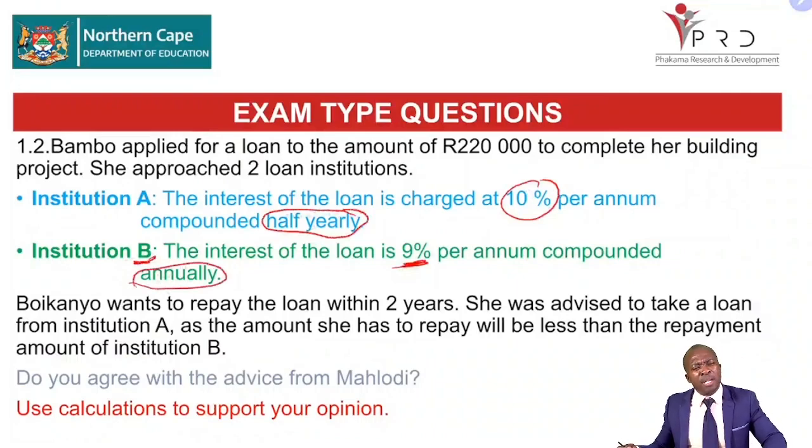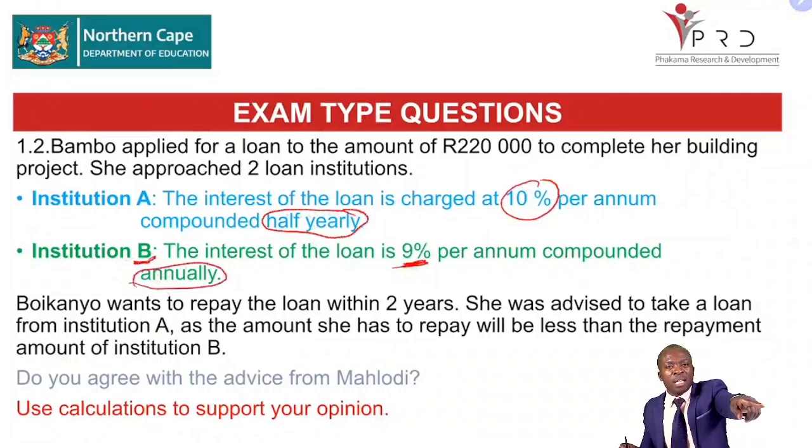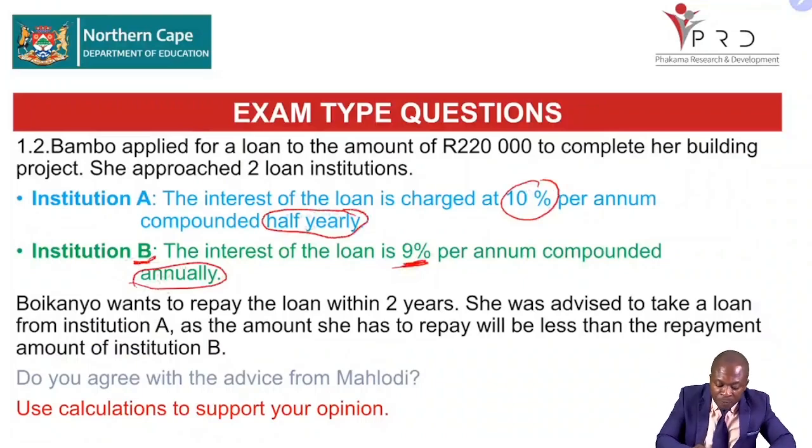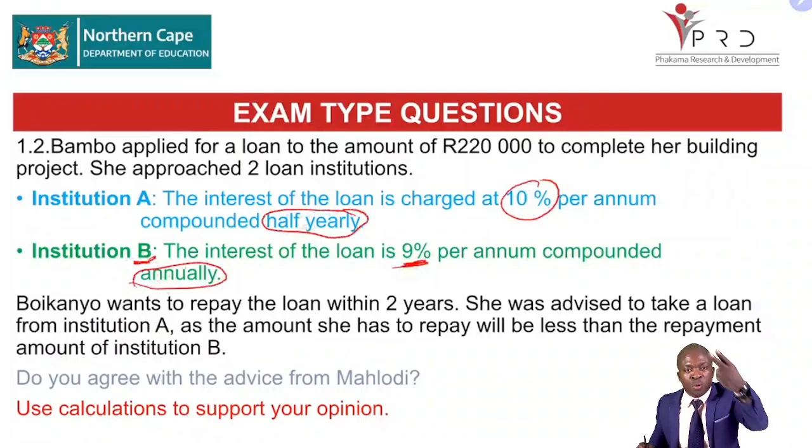Compounded annually, by the way, what does it mean? Yeah, that learner there on the left, the one in front. Yes, annually, you get it once a year. If it is half yearly, it means you're going to get it twice, 2 times in the year.